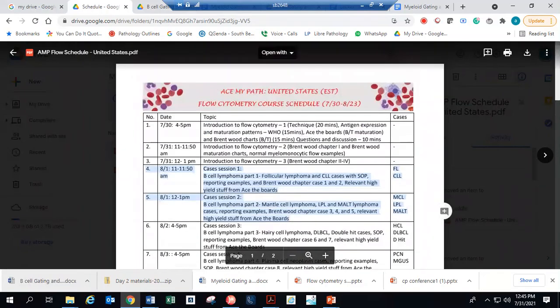Yeah. So every day before discussion, the day before, we'll put the cases in the drive in the evening, and try to take a look before you come to the session the next day. Then first in the session we'll discuss the cases that are in the drive, and then Akansha will go over the Brentwood chapters. Yeah.